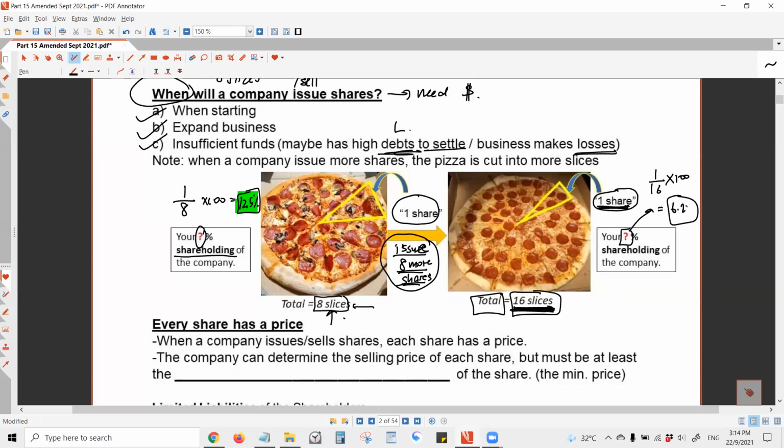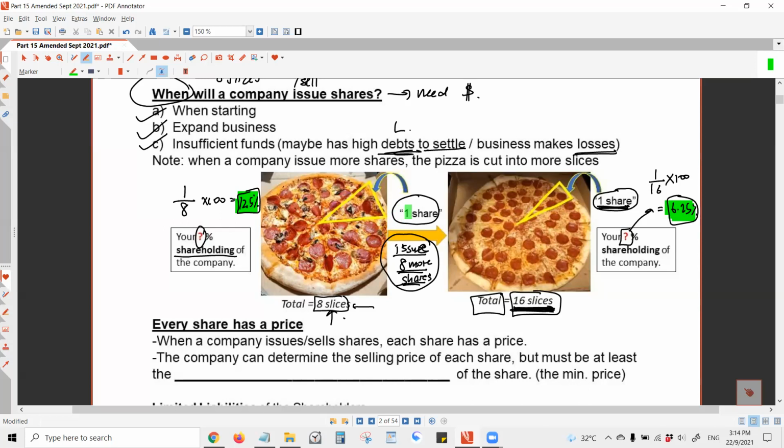6.25%. Now you see the effect. For those who like to do a lot of thinking, you may have an idea: how can I maintain my level of power? I have to buy the same proportion of shares when the company issues more shares. But there's something outside our scope. Here I just want to demo to you what is meant by dilution of ownership.